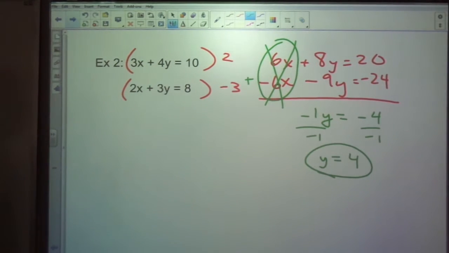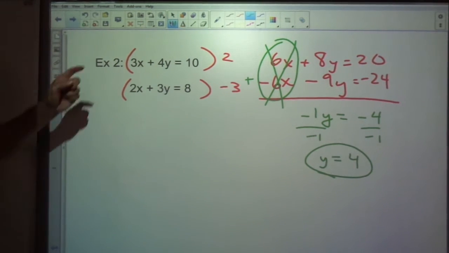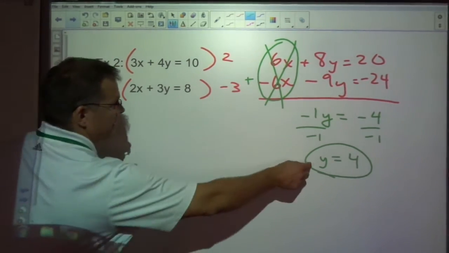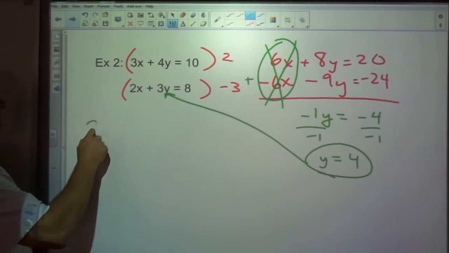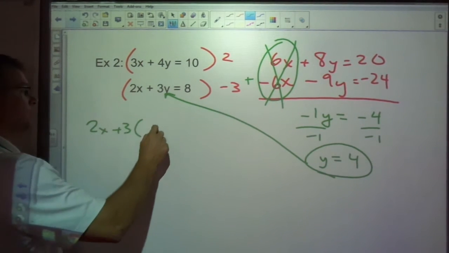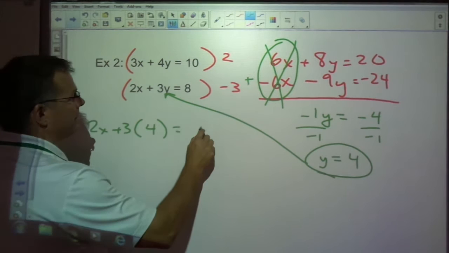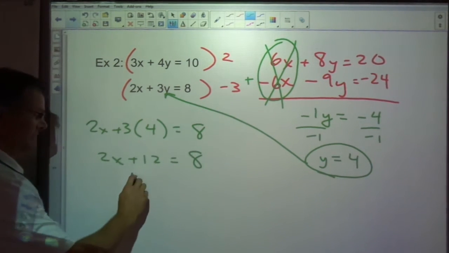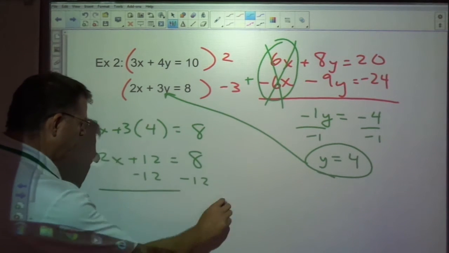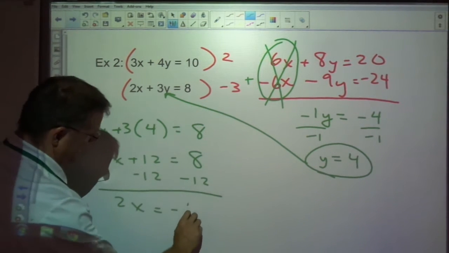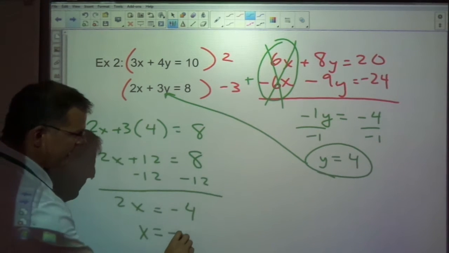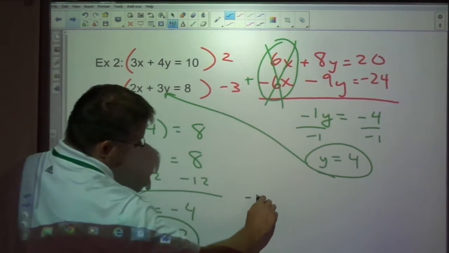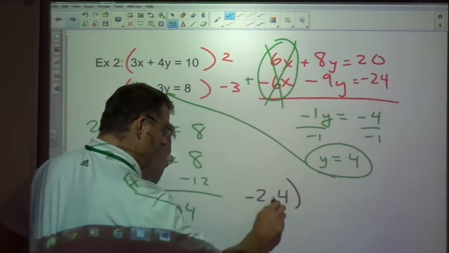Good. Now I need to plug it back in. I could go here, or here, or here, or here. Any of those would be fine. I'm just going to pick this one. 2x plus 3 times, I know what y is now, it is 4. So 2x plus 12 equals 8. Minus the 12s. I get negative 4, negative 2. And I write it as an xy coordinate. Negative 2, 4.